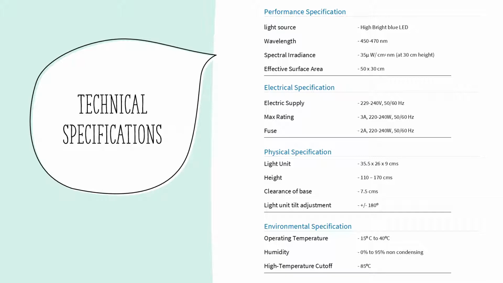Moving on to the physical specifications, light unit 35.5 multiplied by 36 multiplied by 9 centimeters. Height 110 to 170 centimeters. Clearance of base 7.5 centimeters, and the light unit tilt adjustment minus or plus 180 degrees.